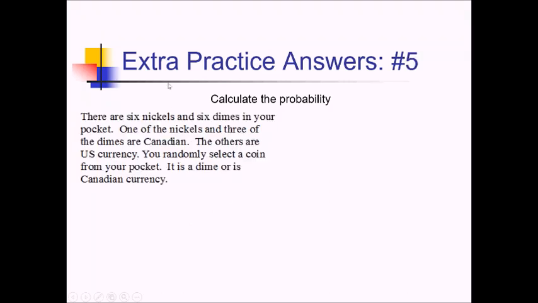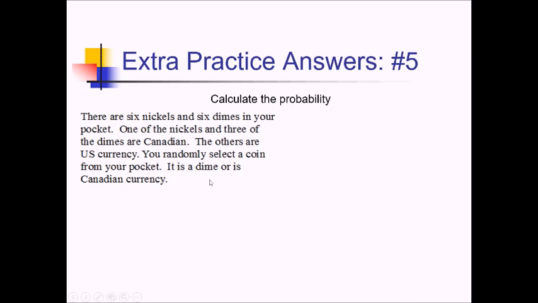On this problem, we have 6 nickels and 6 dimes in our pocket, and one of the nickels, 3 of the dimes are Canadian. We're going to have to keep going back to this sentence, by the way. And then the others are U.S. currency. You randomly select a coin from your pocket. We want the probability that it's a dime or Canadian currency.